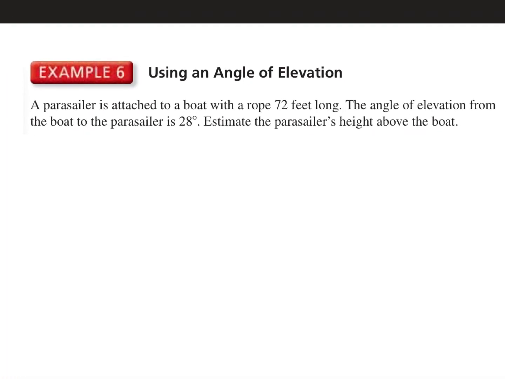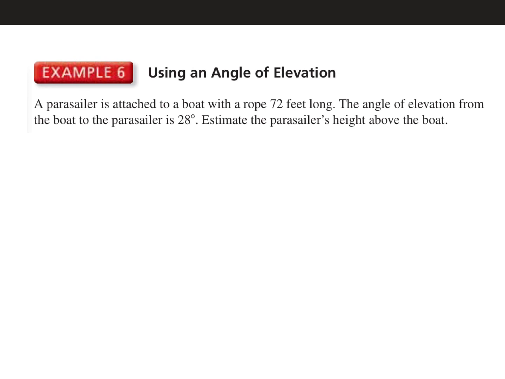So example 6. A parasailer is attached to a boat with a rope 72 feet long. The angle of elevation from the boat to the parasailer is 28 degrees. Estimate the parasailer's height above the boat. So let's say our parasailer's up here. Our little parasailer is here. This is our person. And it's attached to a boat with a rope that's 72 feet. So this is 72. This is our boat. I'm not a very good drawer, but you guys get the point.